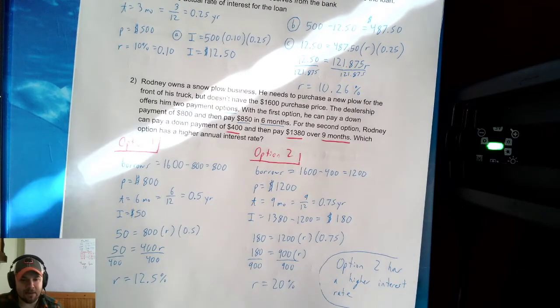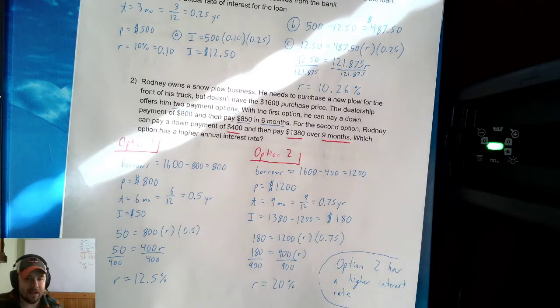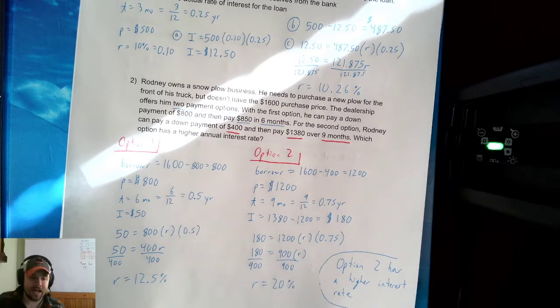Why might he not be able to choose option 1? Well, it depends on how much money he has up front. With option 1, he has to pay $800 up front. What if he doesn't have $800 up front? What if he can only afford the $400 down payment? He would have to go with option 2 then, correct? But it's more financially responsible if he can to take option 1.